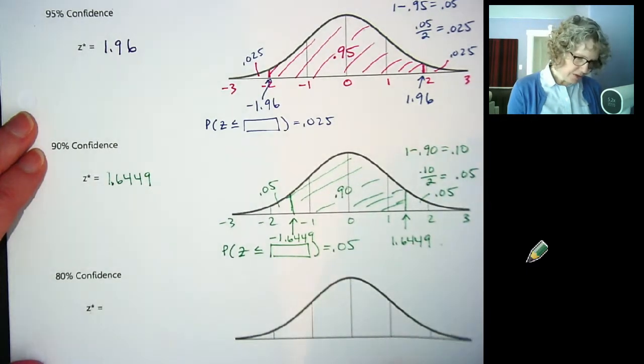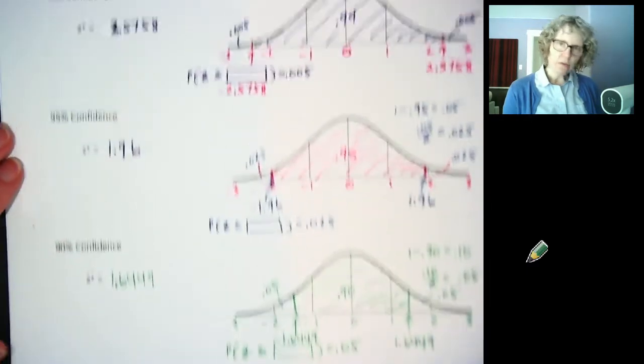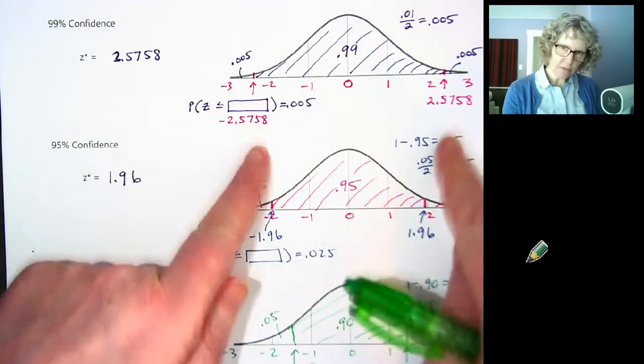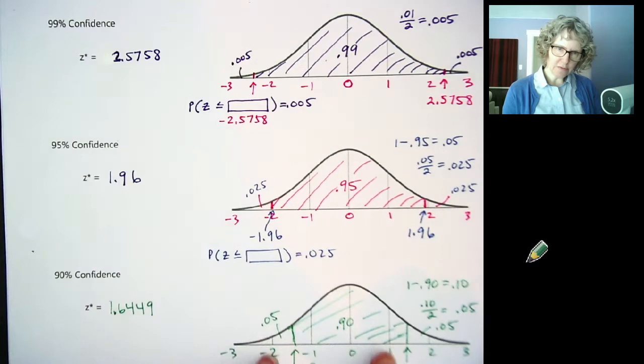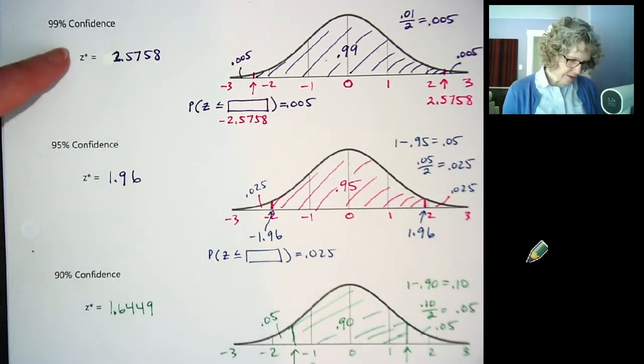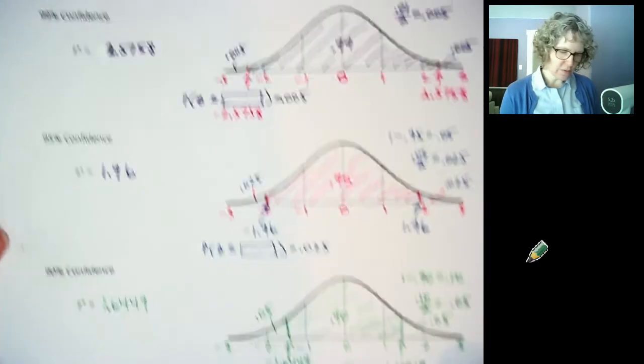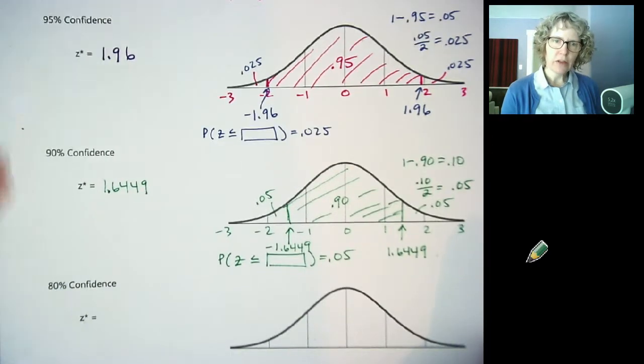Okay, what's happening? We're taking a wider area, right? And we're getting narrower as the confidence goes down. And then the z value is also getting smaller. Makes sense because we're going fewer standard deviations from the mean. Okay, one more.